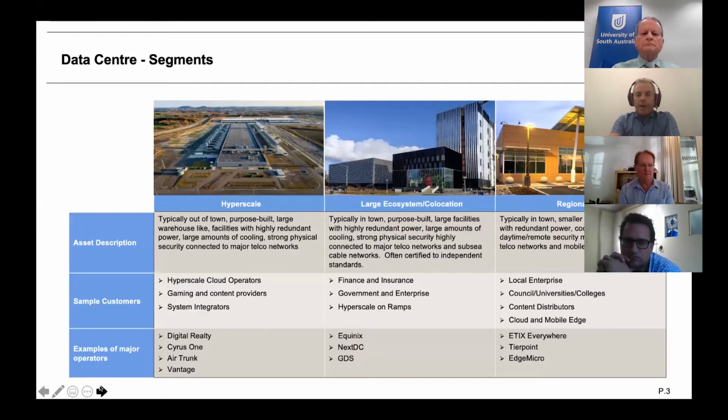We look at the market in data centers and think of it in 3 distinct segments. There's a really big one there on the top left, which is what we call a hyperscaler center. These are massive facilities. That one there is in the desert in Arizona, and they typically take up massive, large blocks of land.